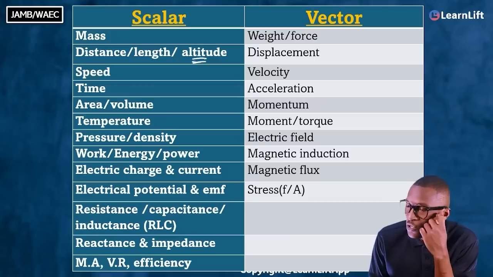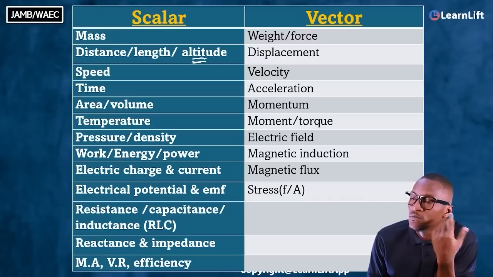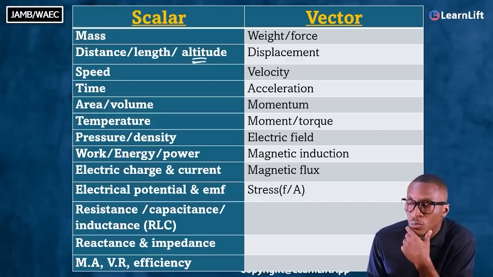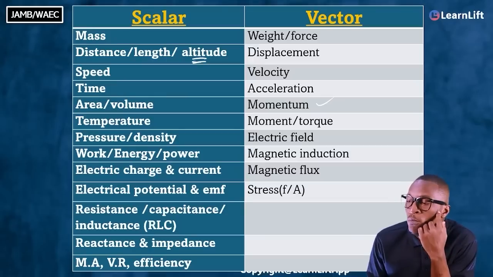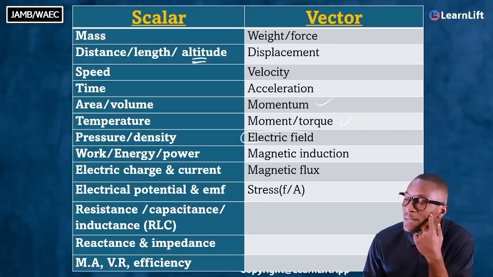Speed is scalar. Velocity is vector. Time is scalar. Acceleration is vector. Area and volume are scalar. Momentum, we just saw momentum. Momentum is vector, while temperature is scalar. Your moment and torque, they are vector. Pressure and density are scalar.